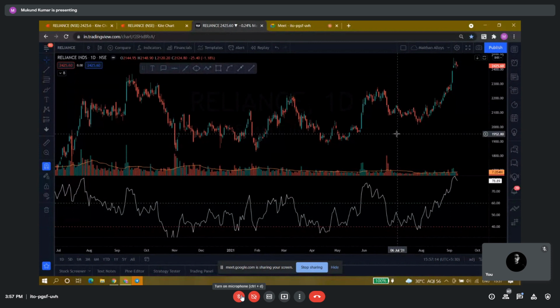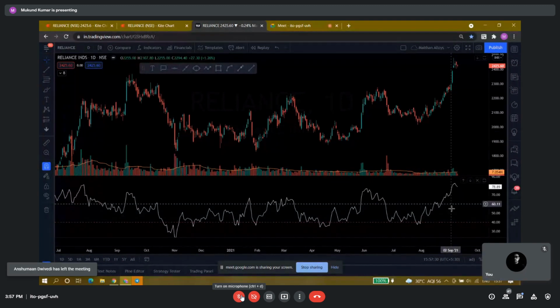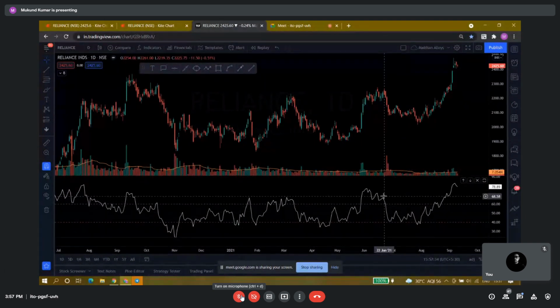For intraday trading, what should be the RSI levels? Because there is not much deviation in intraday usually. So for intraday, what should be the policy? Same policy. I don't consider anything else. You will use this 60/40, and everything applies.